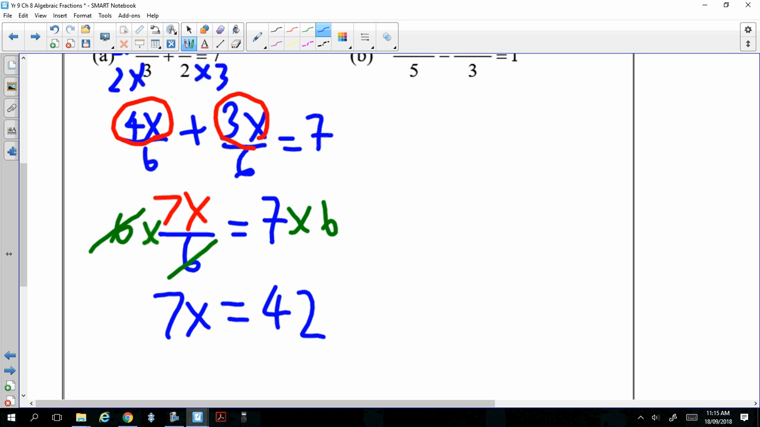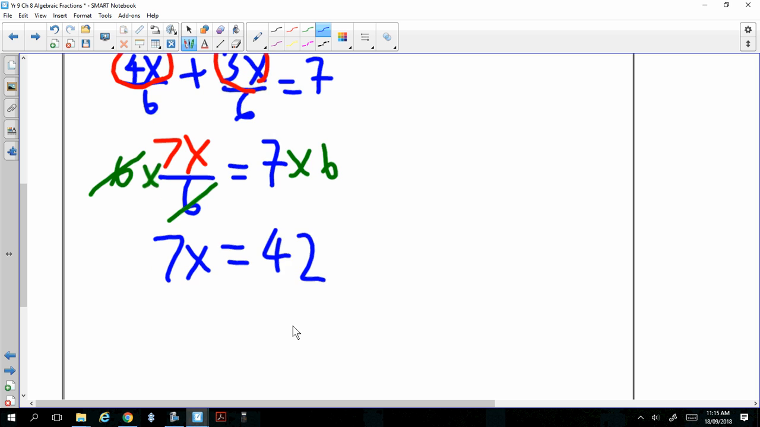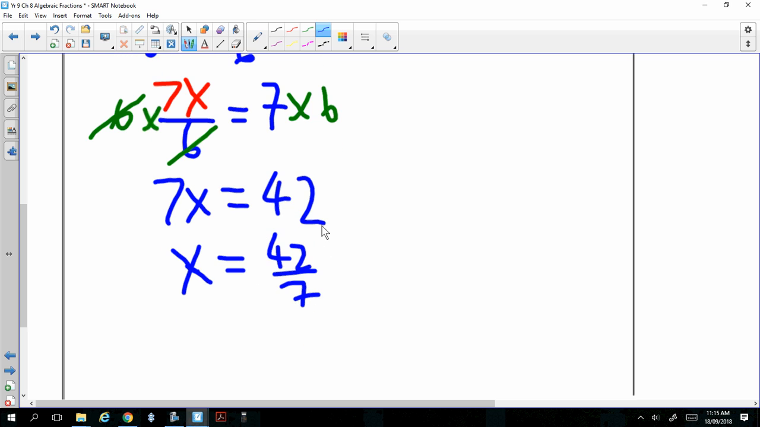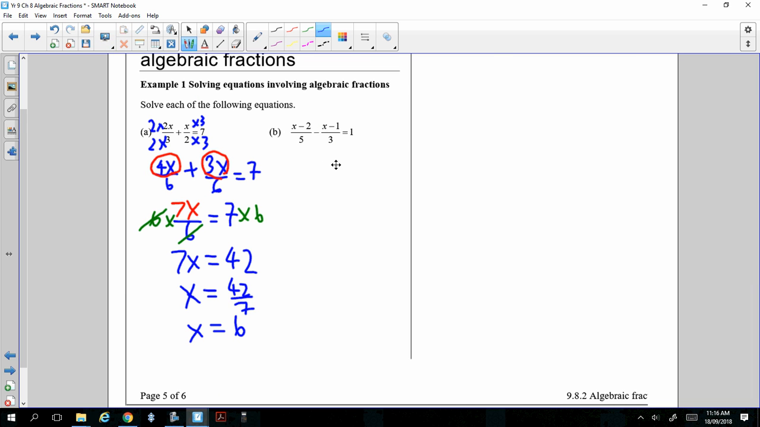And what's the next step? Divide by 7. Very good. So the first step is just to make them the same denominator. Everything else will be easy. So x is 6. Any questions? You should have a try at the next one. Very similar. Make them the same denominator. It's very easy.